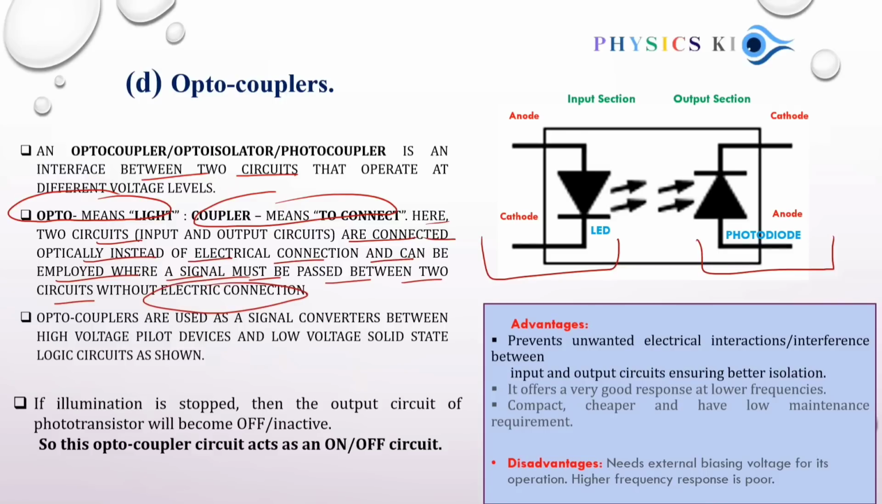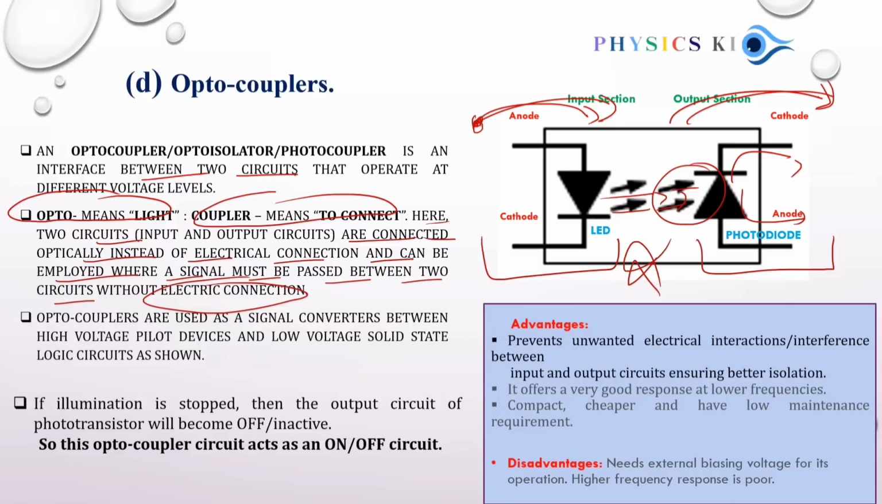There is no connection. What happens is when the LED glows, that light falls on the photodiode. Again the photodiode receives the light and converts it into a current. So first, electrical energy is converted into optical energy, and again optical energy is converted into electrical energy. So there is no electrical connection.